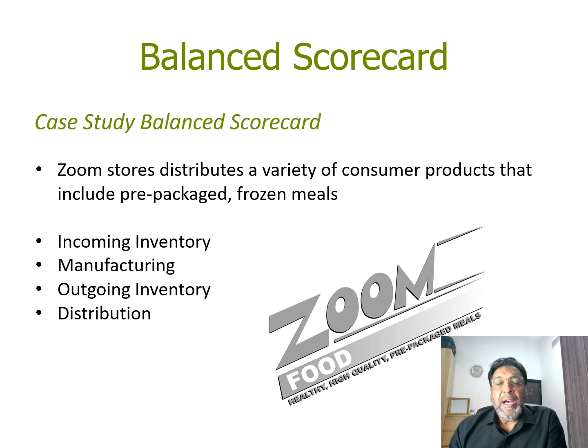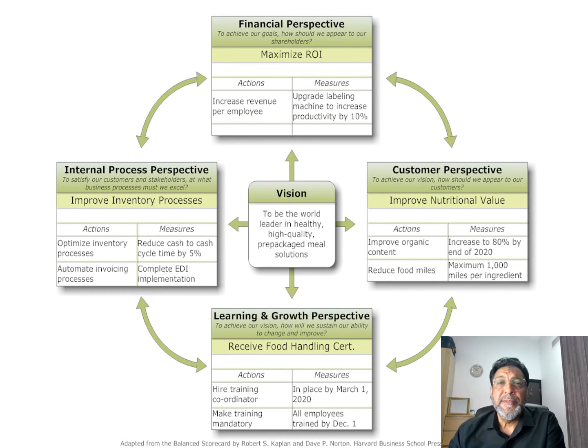Now the case study that I mentioned earlier. Let's suppose a company which sells consumer products. It manufactures prepackaged and frozen meals. It has an incoming inventory, it has a manufacturing process, and it has outgoing inventory. And it also distributes. Let's see how it looks.